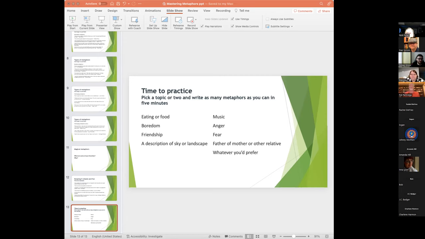Her petal soft lips bloomed around a thorn spiked tongue. Okay. Nice.